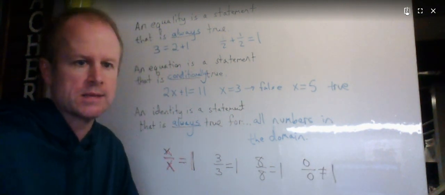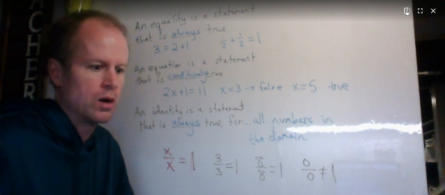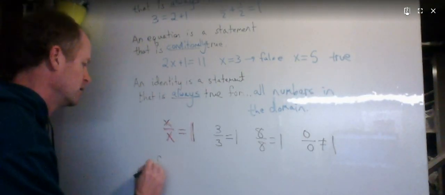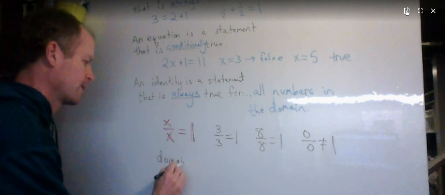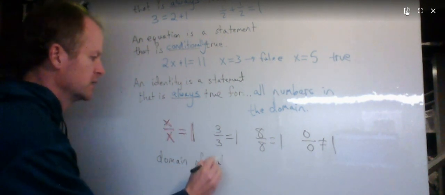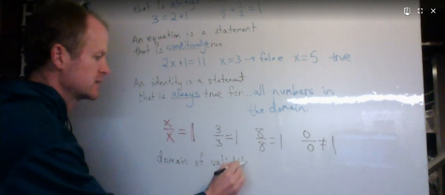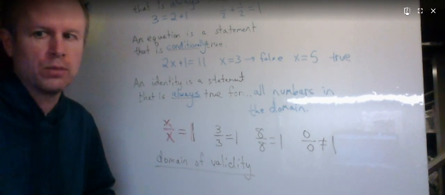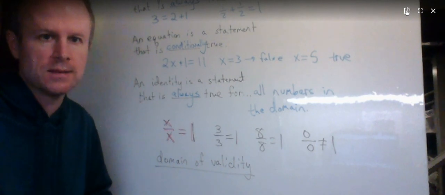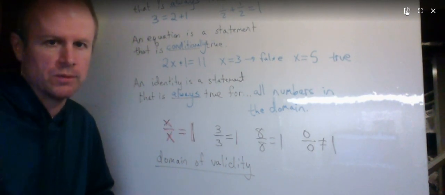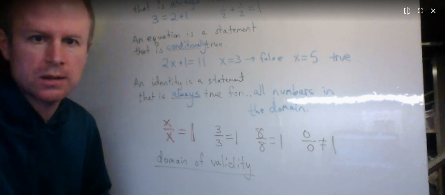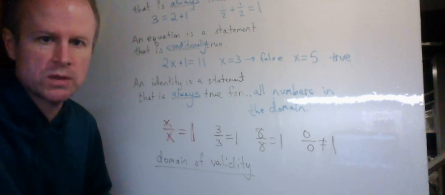And that is an example of what we call the domain of validity. Down below there, it mentions this idea of the domain of validity. This is just a fancy name for the numbers that you can plug into an identity that makes sense in that problem. So that's an important idea for us as we think about this. All right, so we're going to continue with some examples.